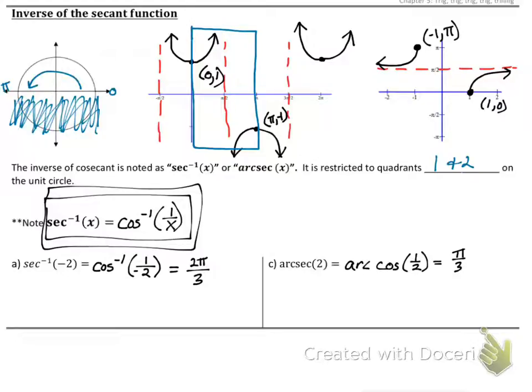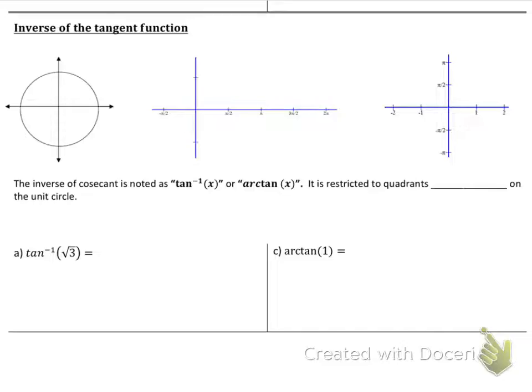And that's all we need to know about secant. All right, inverse of tangent. That one's fine. We just got to know how to draw the tangent function. Well, remember that tangent is sine over cosine. So our tangent function has vertical asymptotes wherever cosine is 0.